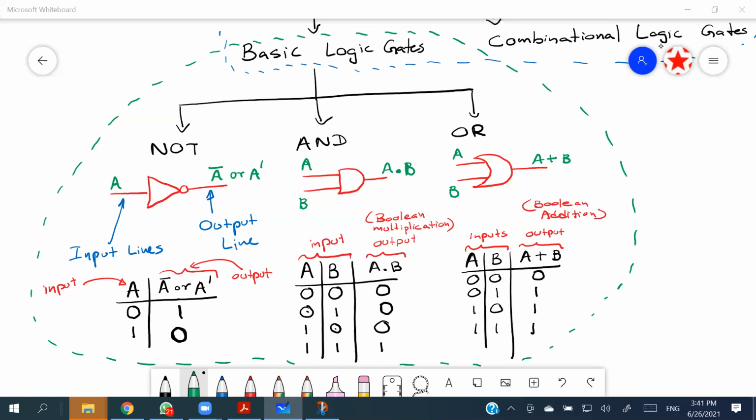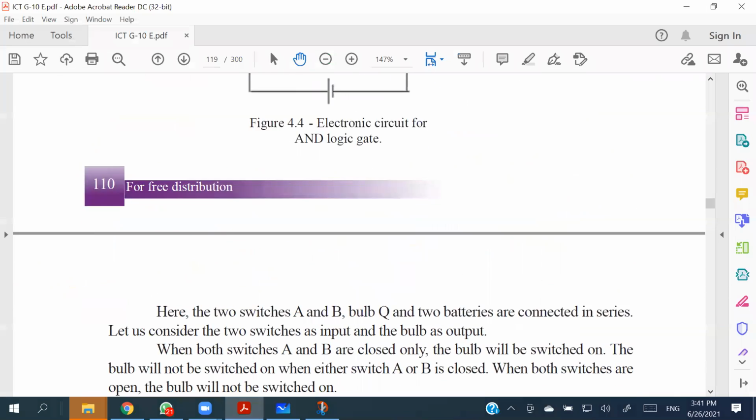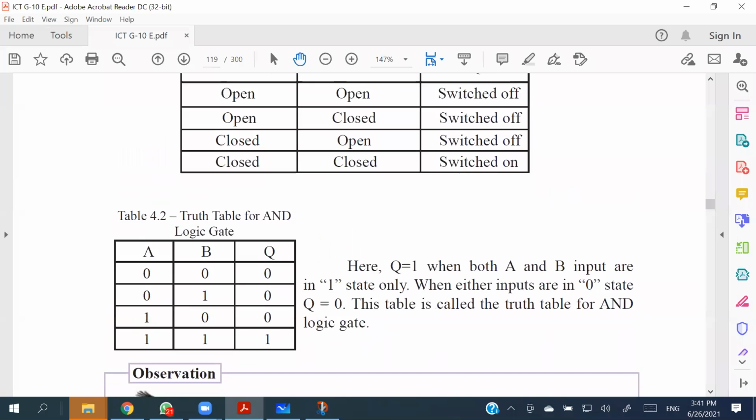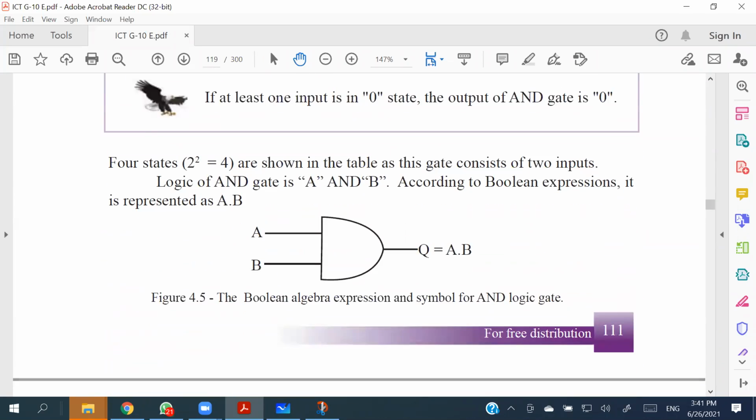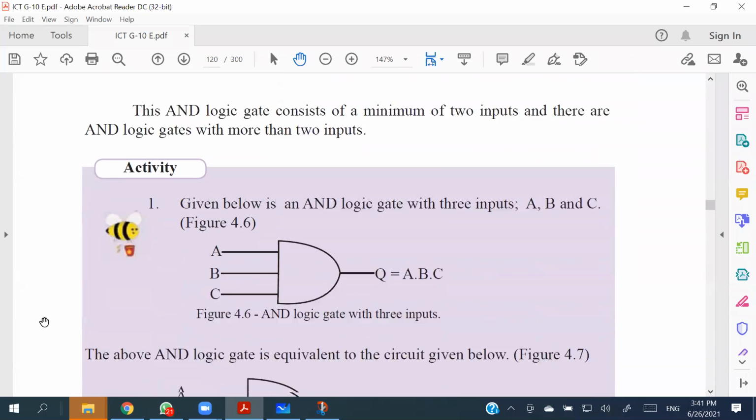Okay, let's move forward. Now, let me take a look at your textbook. Yes, now they are just explaining the things that we have done, right? So we are not going to write those things.